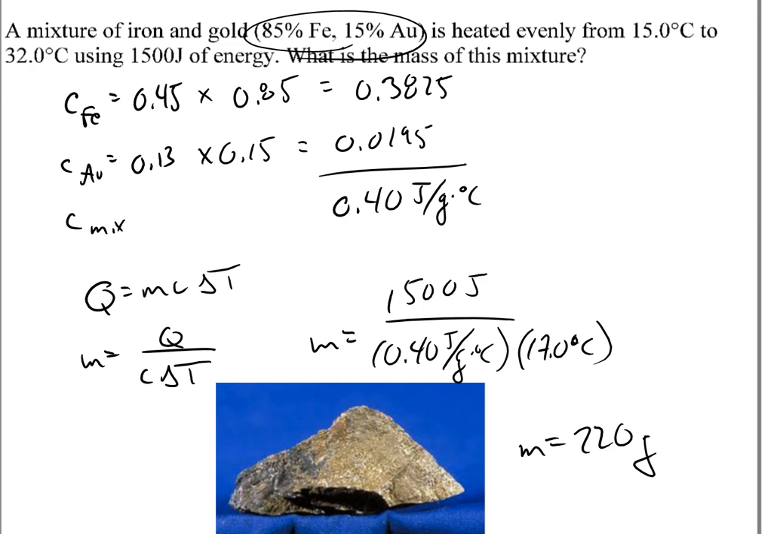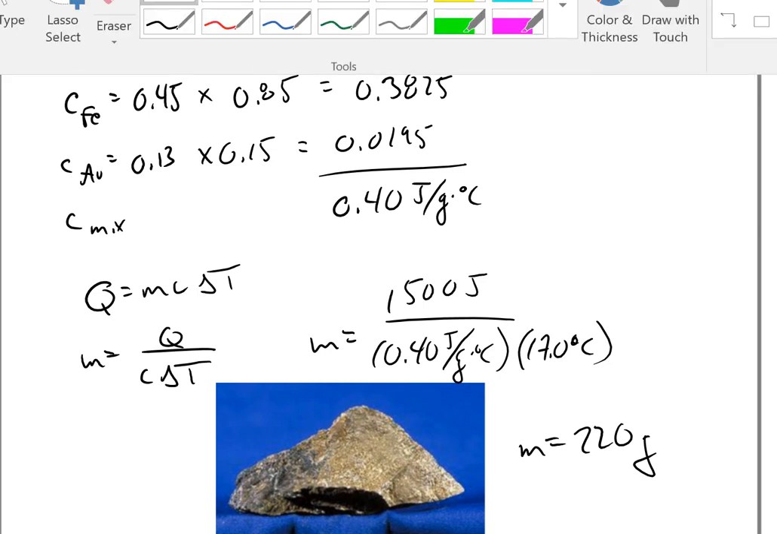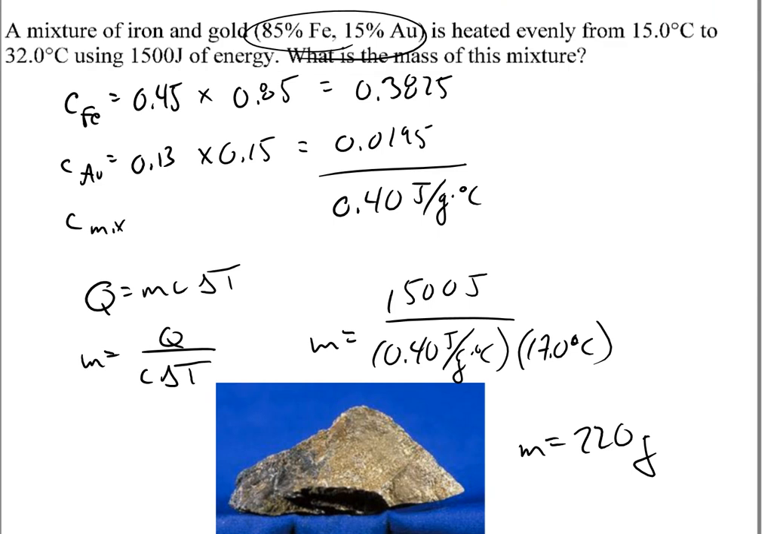This question is a bit interesting in that, again, it's a mixture, and in order to calculate the specific heat of the mixture, we need to calculate the contributions of each individual metal. The iron accounted for 85% and the gold for 15%, so to find the overall specific heat, we take those percentages of the specific heats.